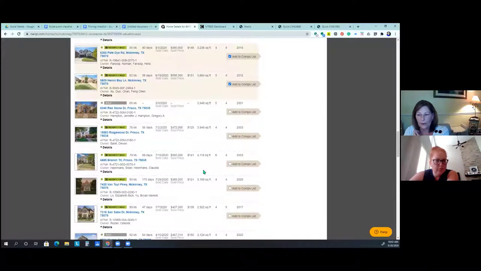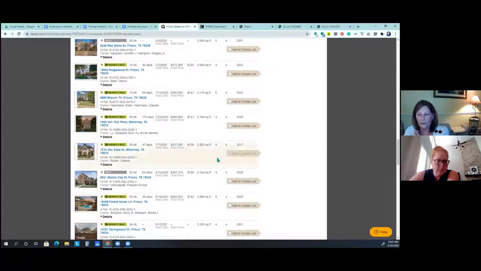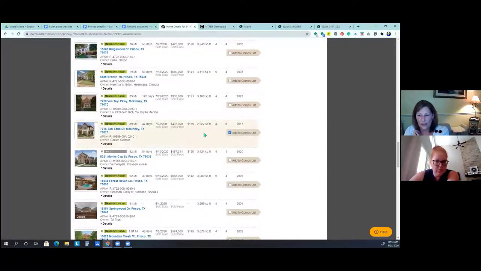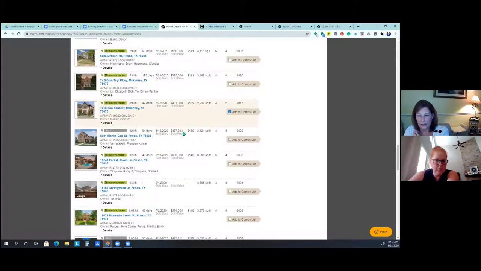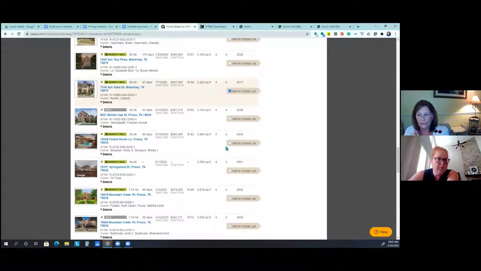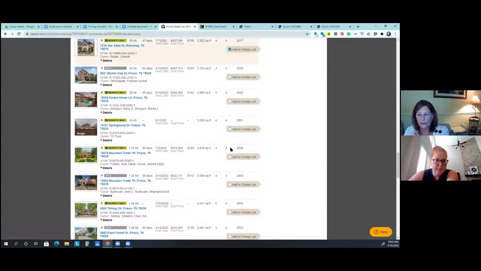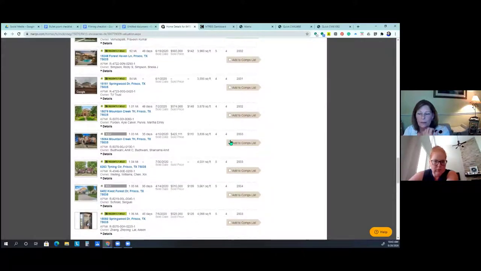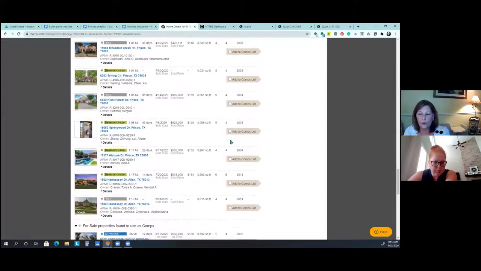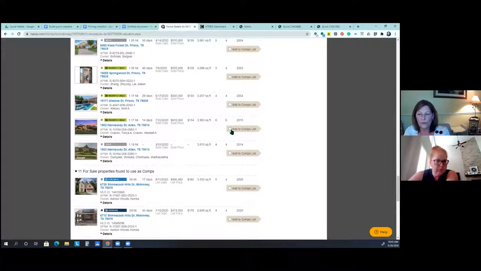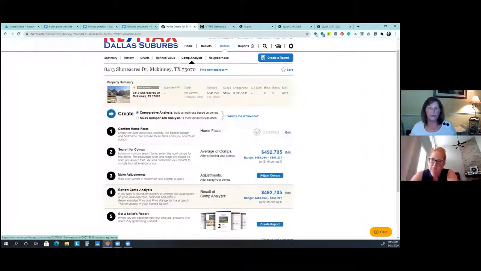So you see where I'm going with this? On getting really close to size and age of the property and trying to stay away from things that are too old, because an appraiser will go towards things that are closer in age and closer in size before he starts moving away from that. Okay, that's what it is. Yep. So look at this.